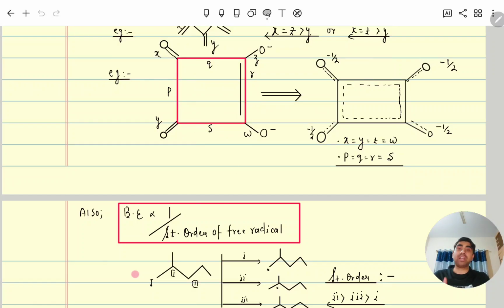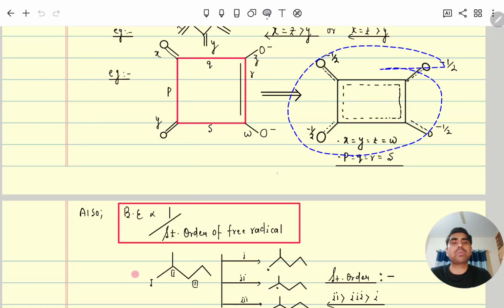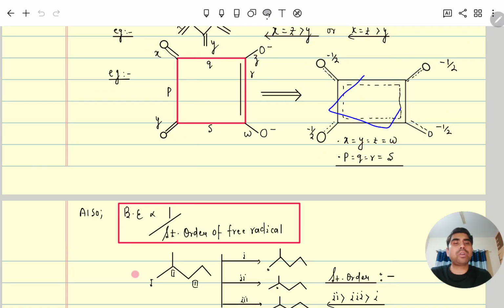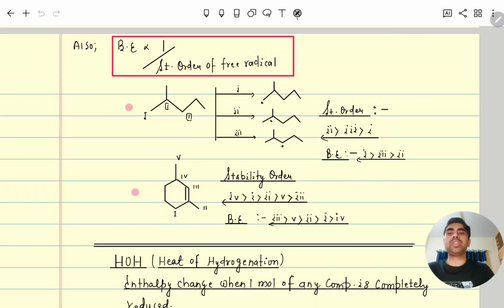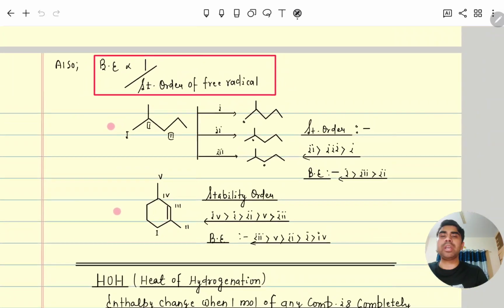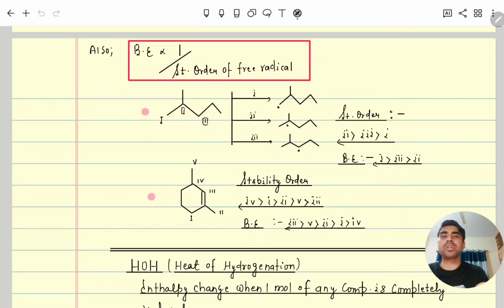So already in class we discussed its resonating structures. Through the resonating structures, this is its resonance hybrid. So remember, all these bond lengths are the same, and here these bond lengths are the same. Clear? Next, moving further, bond energy is also calculated by the stability of free radicals.